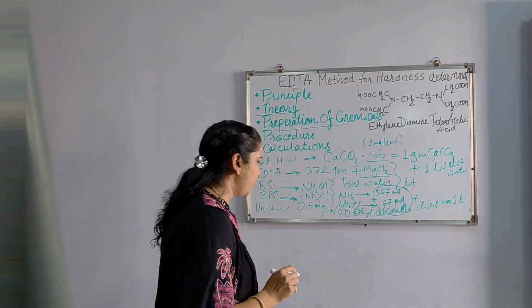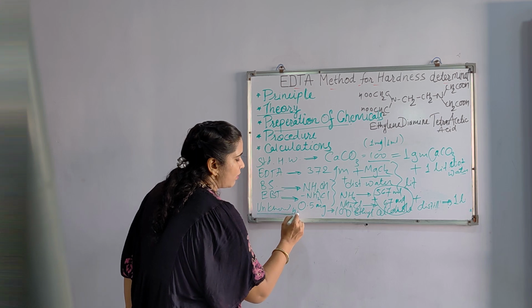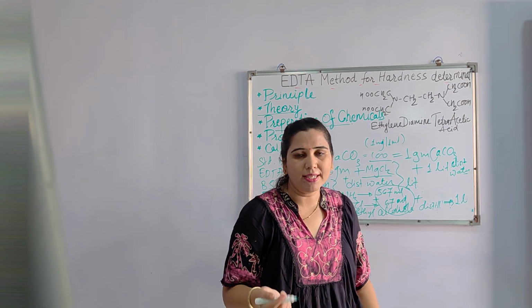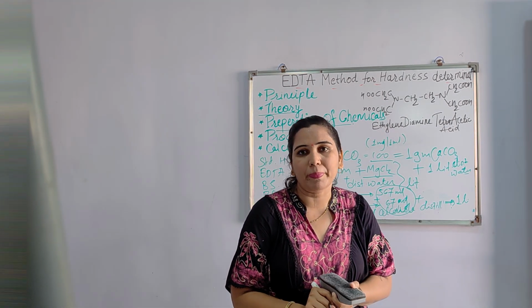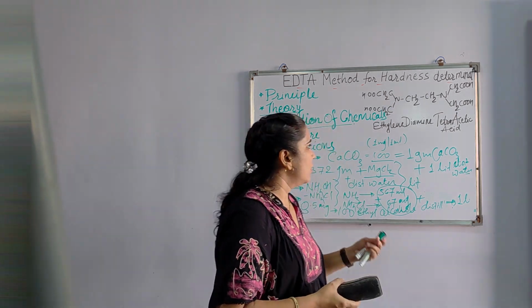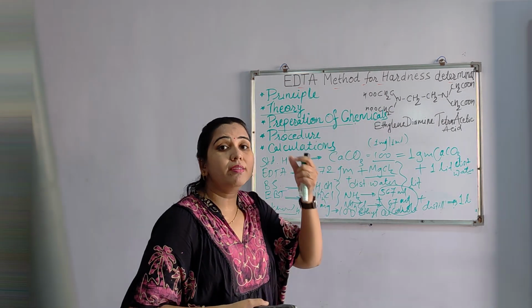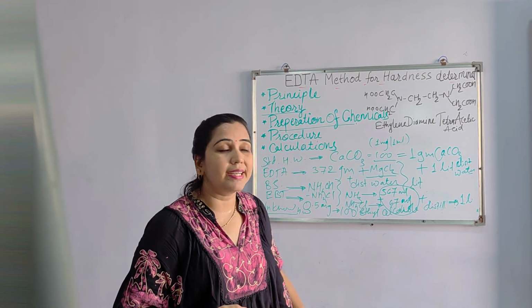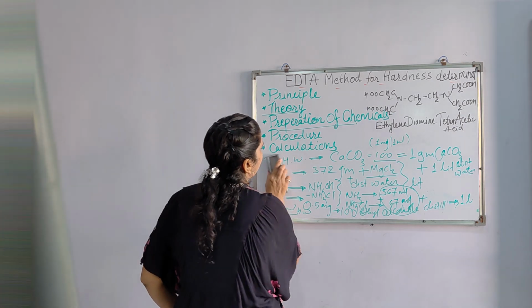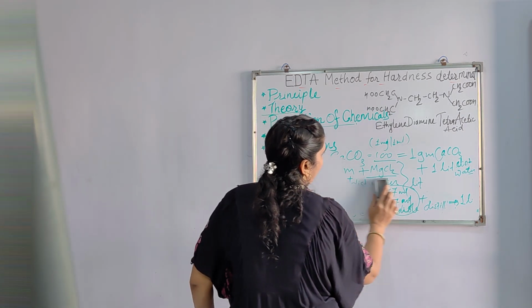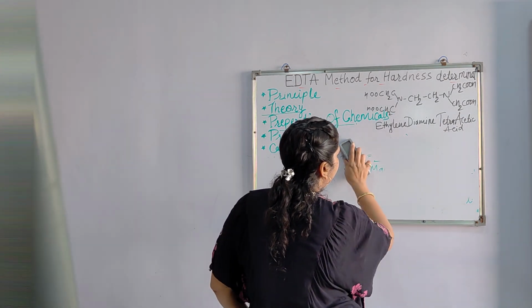So in this way the dye is prepared, and this unknown hard water sample is nothing but any hard water sample from the tap. In this way all the chemicals are prepared. Hope you are all getting this. Now the next point is our procedure. In the procedure we have to carry out 3 different steps.